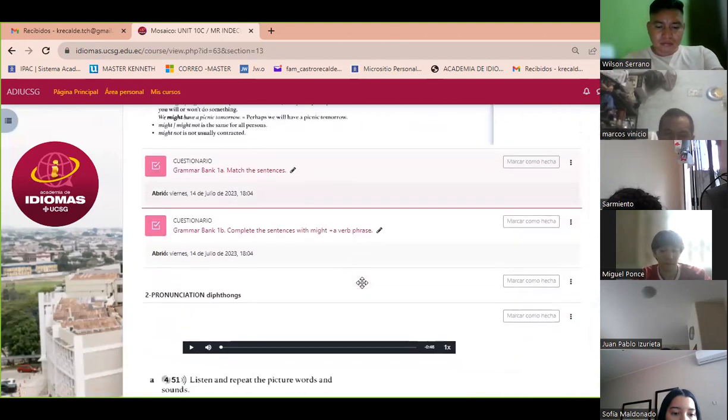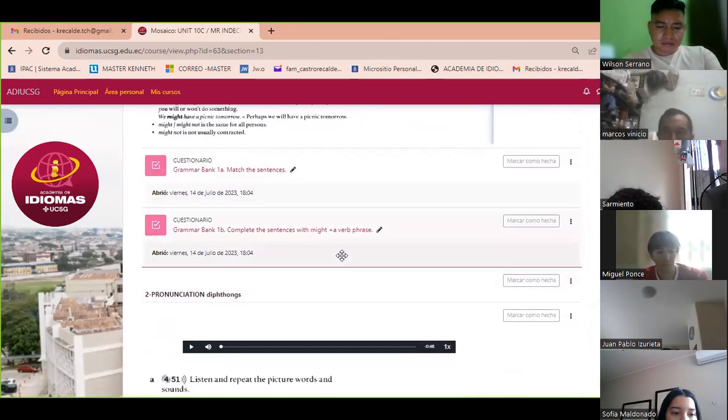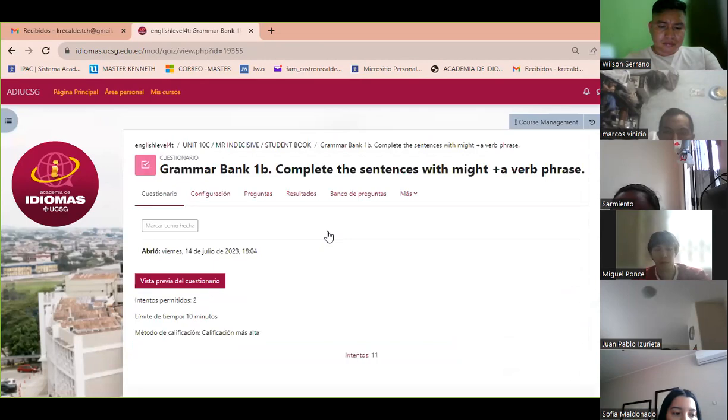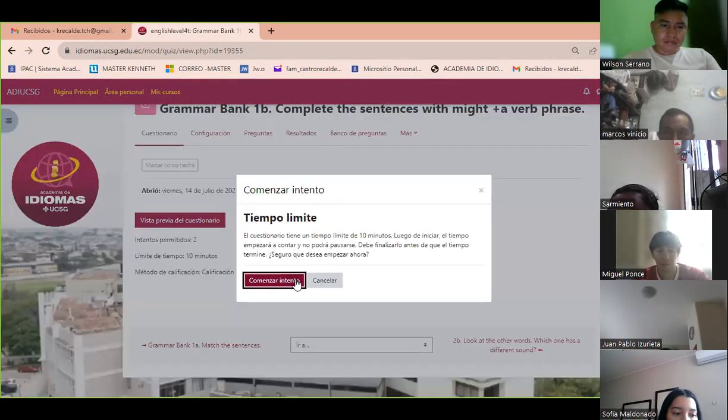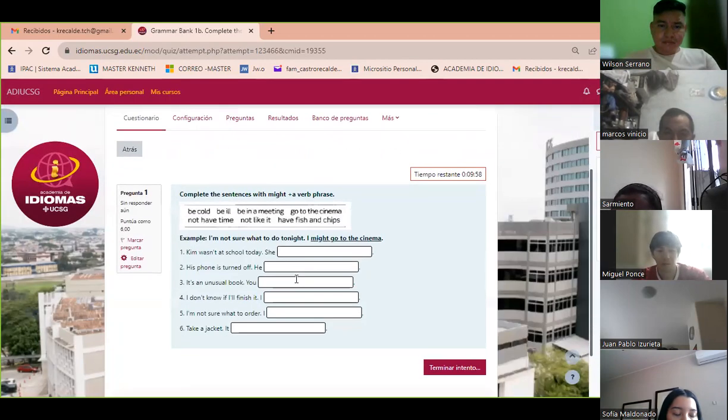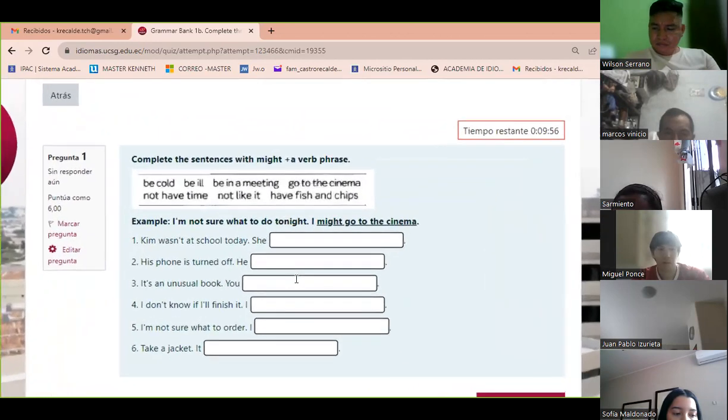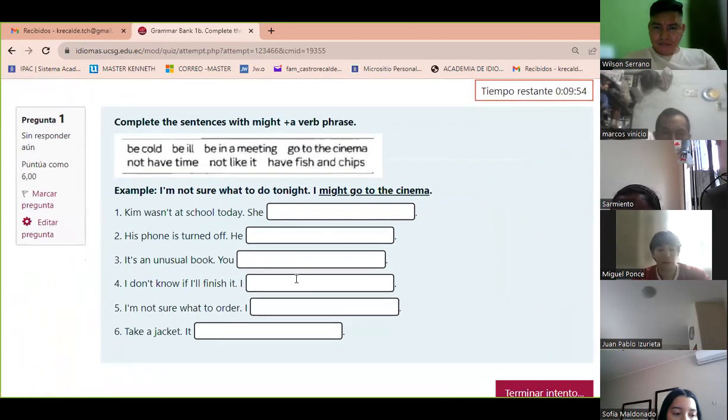Now we're going to do the other exercise. We're going to complete with might plus a verb phrase. Let's keep trying. So there is one done for you. I'm not sure what to do tonight. I might go to the cinema. Okay, there are 1, 2, 3, 4, 5, 6 sentences and 6 verb phrases. Could you please put them in the right place?